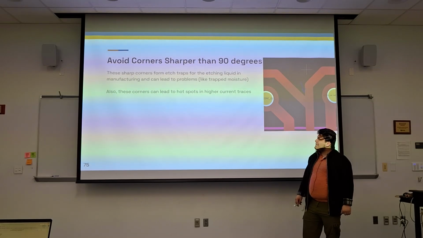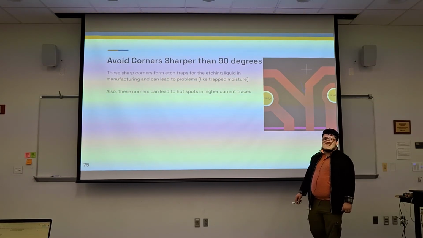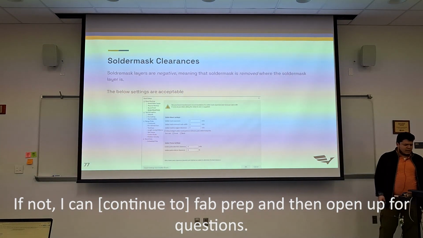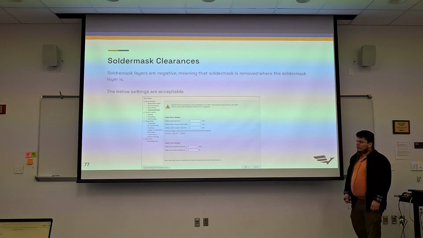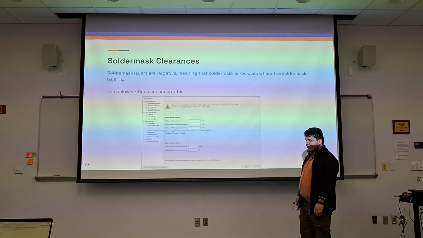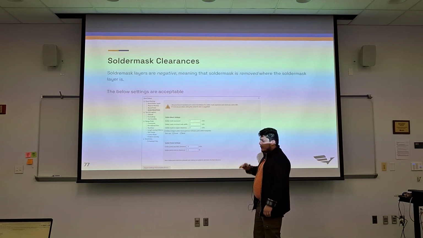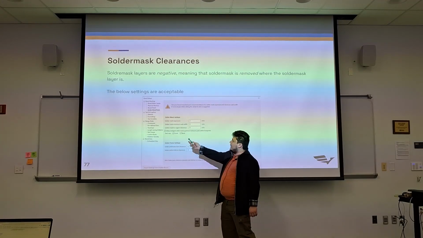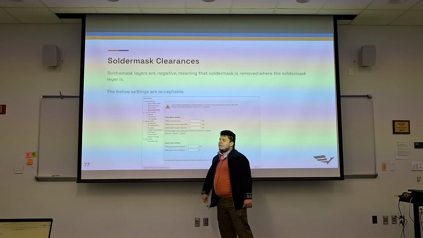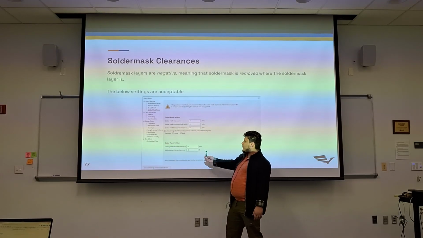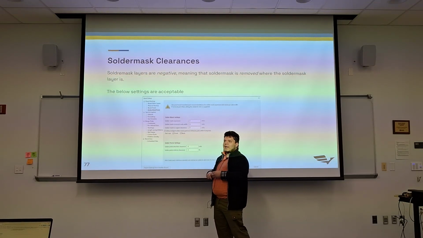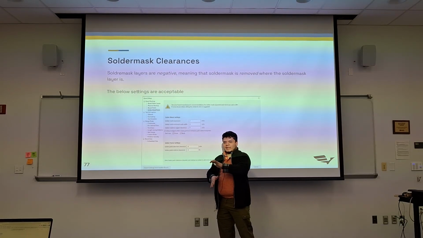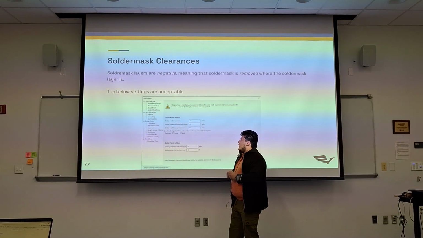Any other questions? Well, I can go into fab prep and then open up for questions. Solder mask clearances: you will hopefully have noticed that you have a solder mask layer, F mask or B mask, front mask, back mask. This is where you can choose to tent your vias, front and back. So if you want test points on the front but everything on the back sealed off, for example if I'm going to be on top of a chassis and I don't want any metal contact on the bottom, then you can tent those.